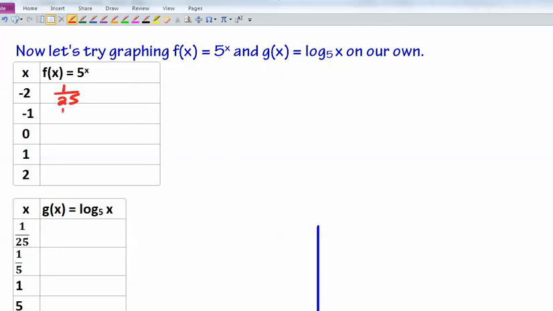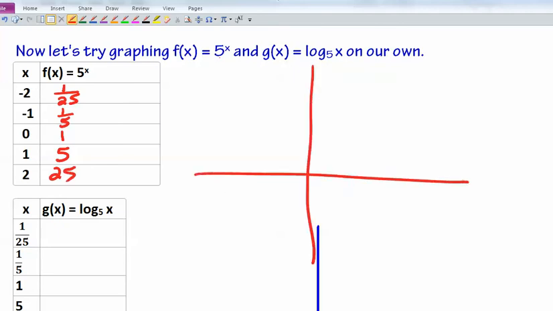5 to the -1 power. 5 to the 0 power. Anything to the 0 power produces 1. 5 to the first power. 5 to the second power. So let's get our graph here. I'll slide it up from where I was going to graph. -2, 1/25. We almost can't even draw it because it's so close to the axis.